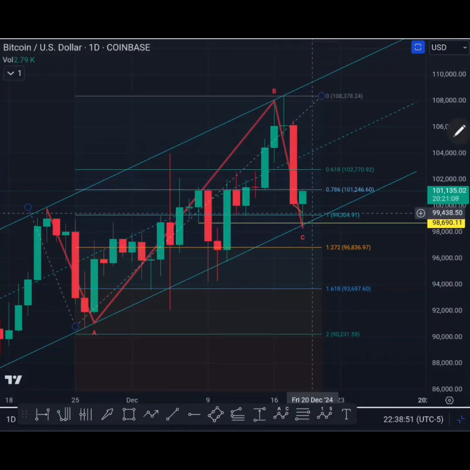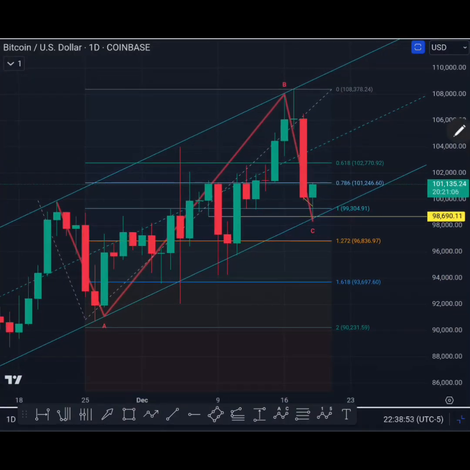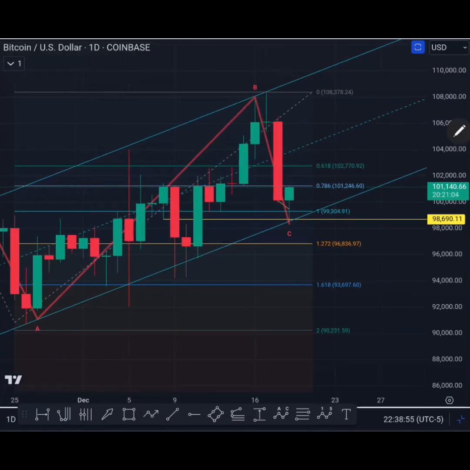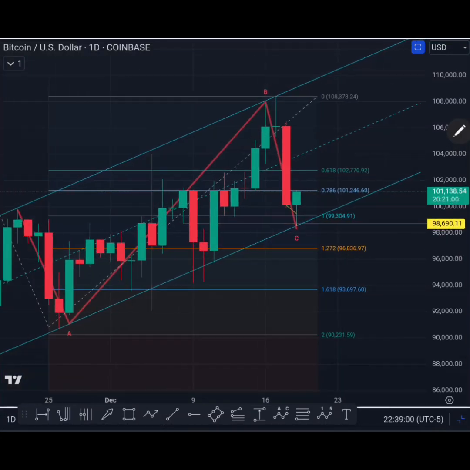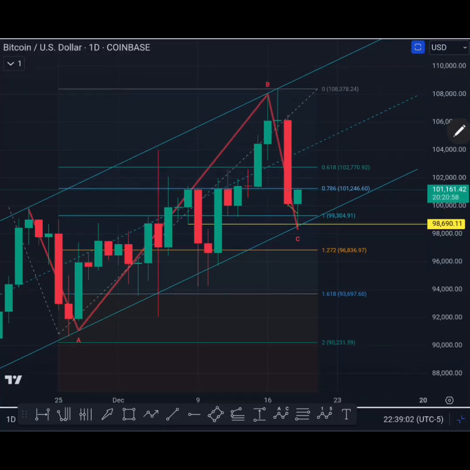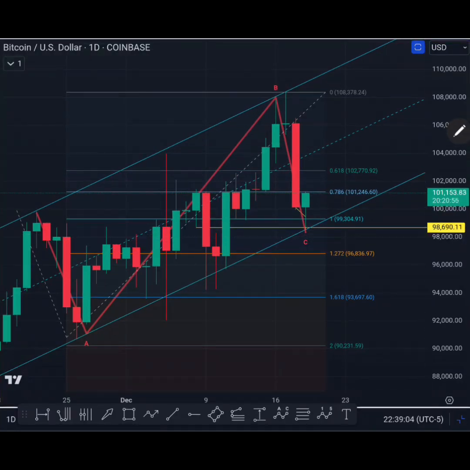The 1-to-1 fib extension at 99 looks pretty good. Anywhere between the 99 and the 96 area, and you're getting a bounce where I have marked off at 98,690 at previous supports. So this is what I always say: when you break out, look at previous support. You're making higher highs. Your higher low is going to come in around your previous supports.